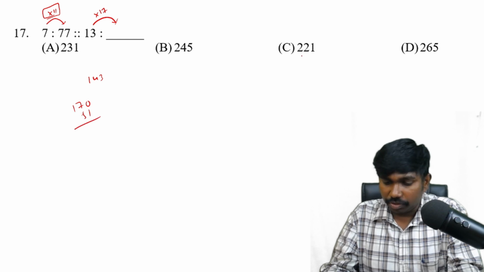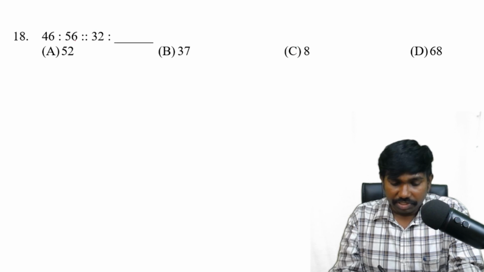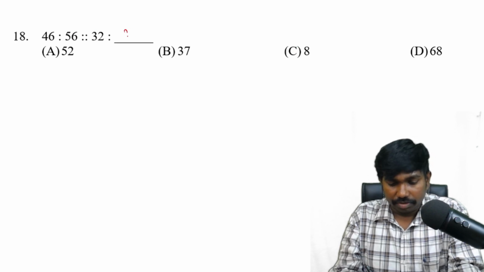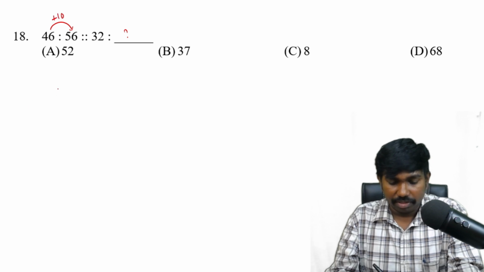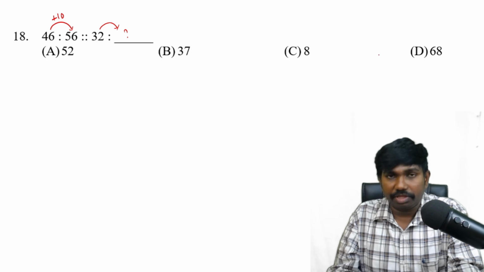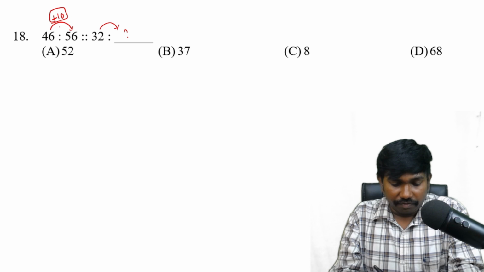Yes, it is matching with the 221. Answer is 221. Next question: 46 and 56, 32 and dash. Okay, so here something is added, that is plus 10. If you add 10, we should get 42, but 42 is not there in the options. How is this 10 related to 46 in any way?